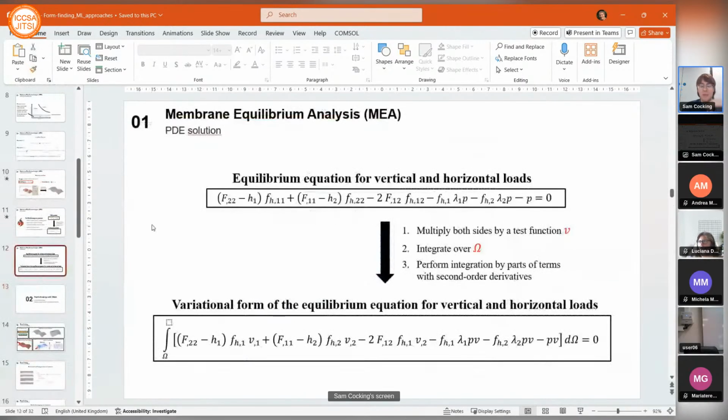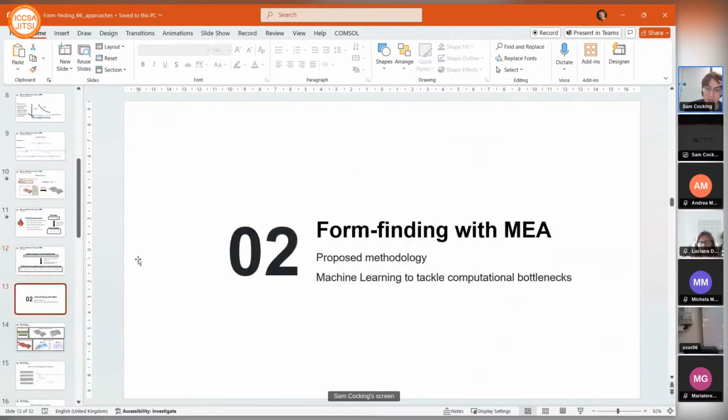So our equilibrium equation for vertical and horizontal loads gets multiplied by a test function integrated over the domain. And then we end up with a variational form of the equilibrium equation here for vertical and horizontal loads. So then, having got to this stage, I'll talk now very quickly about the form finding methodology, where the computational bottleneck is, and how we've used machine learning to tackle that.